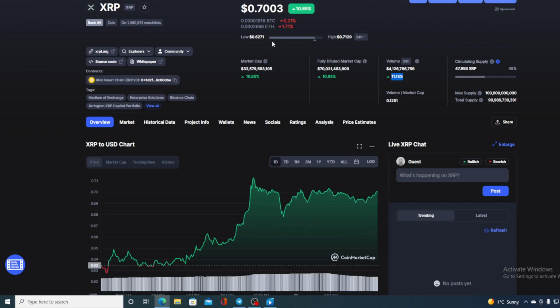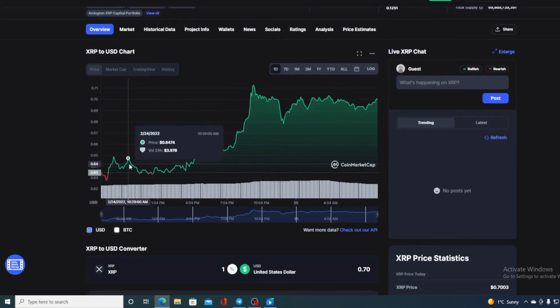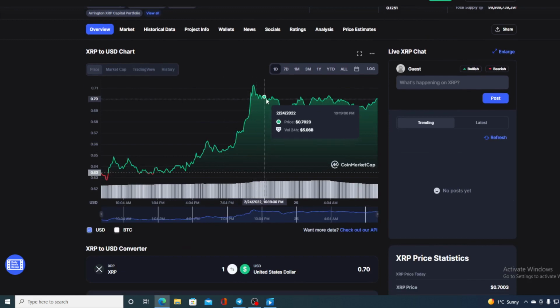At the moment, XRP's value is 0.7003, and that's actually a rise in the amount of 10.85%. Also, when we take a look at the trading volume, we can see that it's up by 11.15. And of course, everything is in the green. Check out the last 24-hour chart, guys. Isn't it lovely? The price continues to rise, and at the moment we are here.